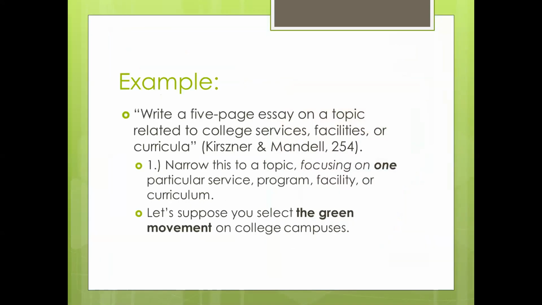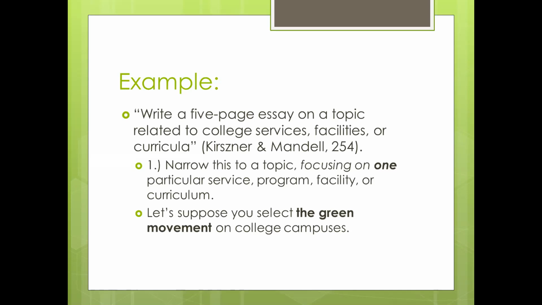An example from our text of a type of open-ended paper that's maybe assigned in a college course is this one. Write a 5-page essay on a topic related to college services, facilities, or curricula. Now, just to clarify, because I know a couple of you jumped in a little bit later, I'm not asking you to write about that, but that's an example that your authors, Kersner and Mandel, use for the book. So one of the first things you would need to do is narrow that topic down, focusing on one particular service or program or facility or curriculum.